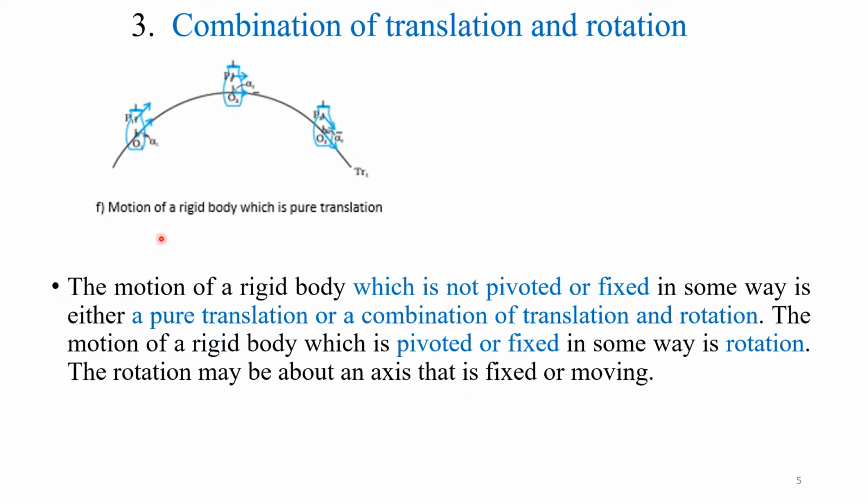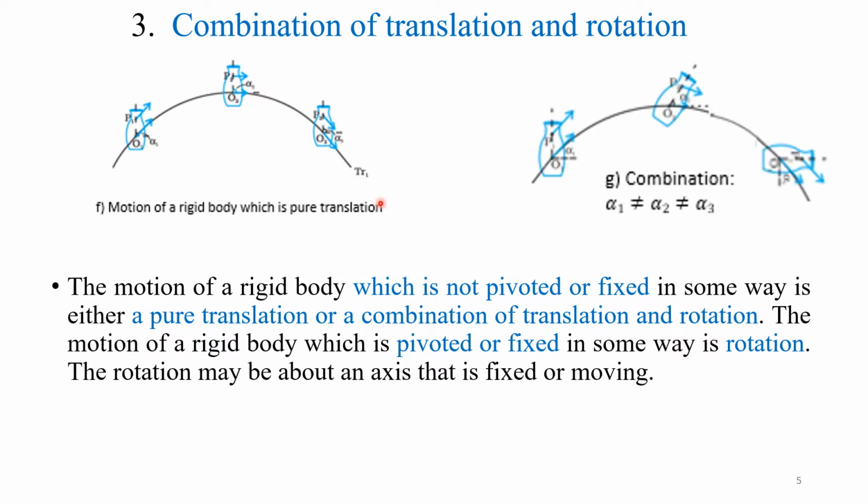We see figure F above. In this figure is the motion of a rigid body which is pure translation. Here, at any instant, the velocities of any particles like O and P of the body are the same in pure translation. Since it is a pure translation, the points O and P1 have the same velocities, and the angles alpha 1, alpha 2, and alpha 3 between the horizontal and the axis are the same.